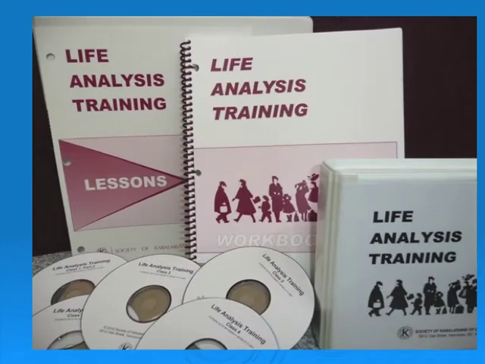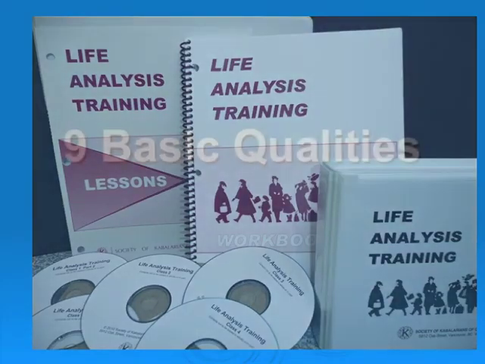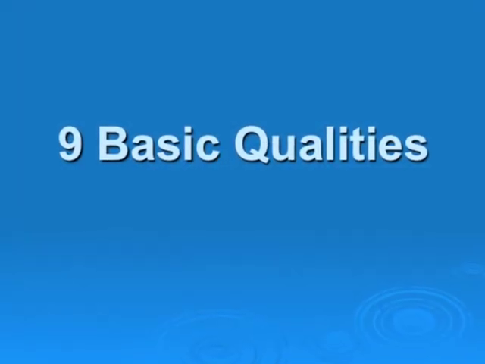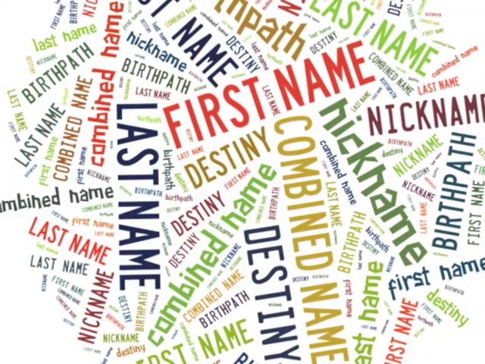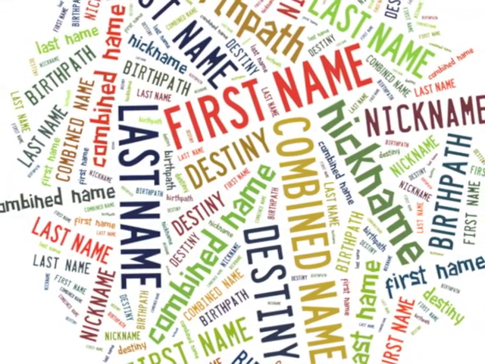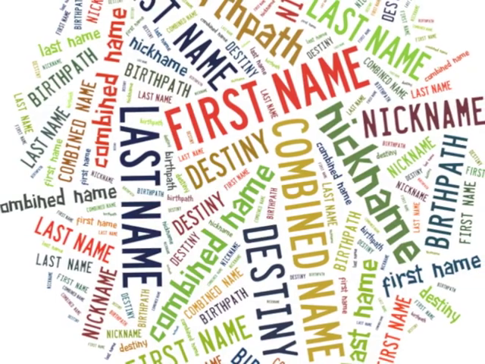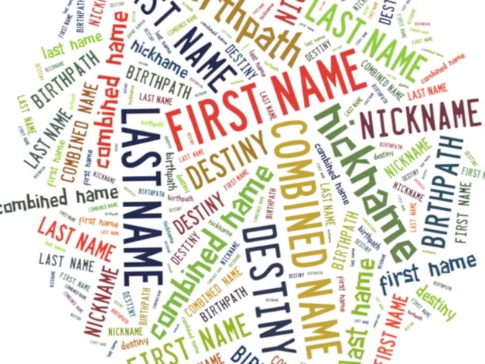The calculation of your names and birth date to determine which qualities apply to you is covered in the full online life analysis training course. In this introductory course, we are going to cover the 9 basic qualities. These qualities may be found in your first name, your last name, your combined names, or your birth date. You will recognize some of the 1 to 9 qualities as we go over them. Each person is a combination of many qualities.